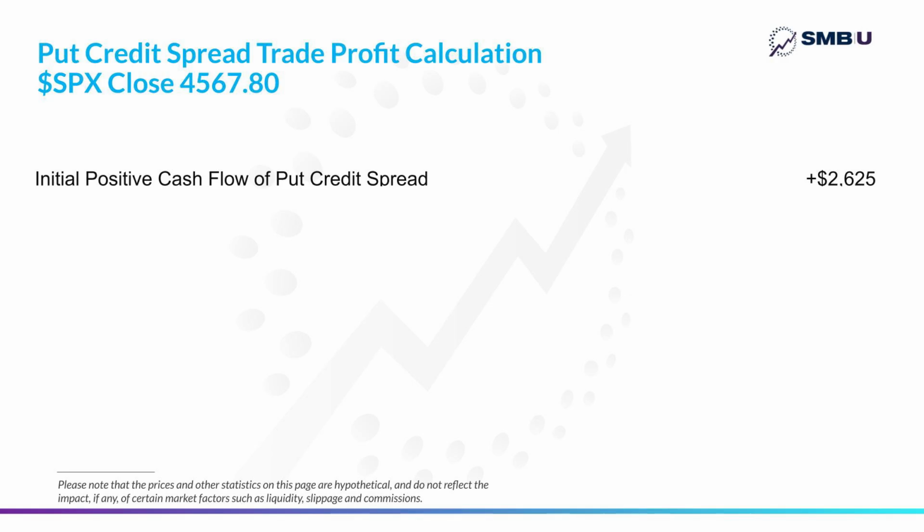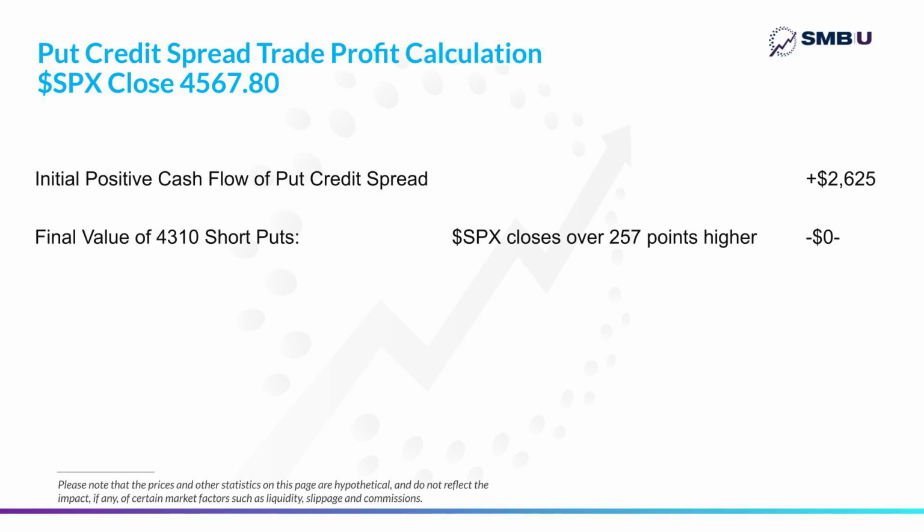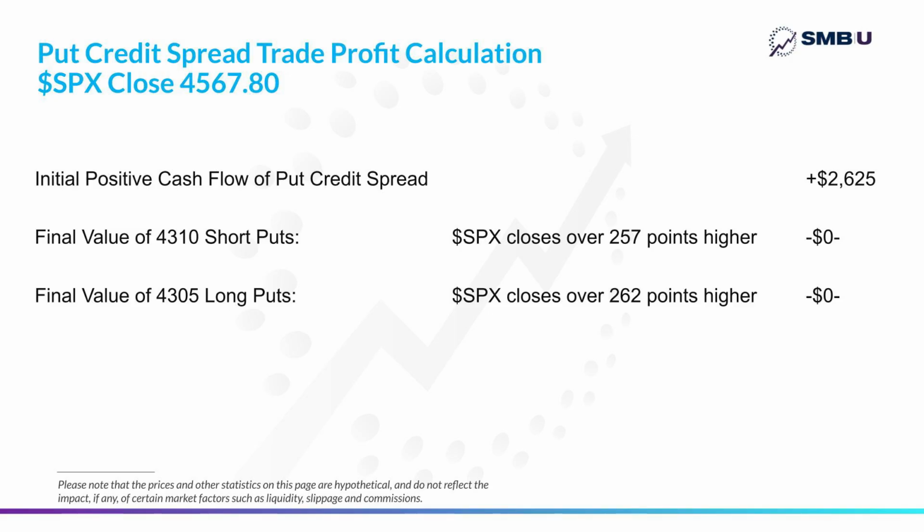And so to analyze the outcome of this trade, you start with the initial cash flow of $2,625, and then you value each of the options at expiration, which is pretty straightforward because an index put option only pays off if the index closes below its strike price. And since the index closed 257 points above its strike price, we can safely say that that put option expired worthless, as did, of course, the puts we bought down at 43.05, which are even farther from where the index closed. And so that initial positive cash flow just drops to the bottom line as our profit.